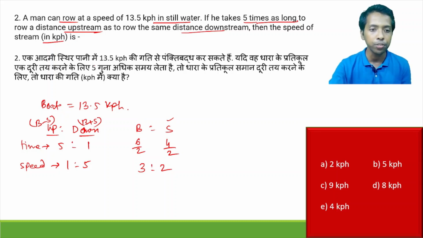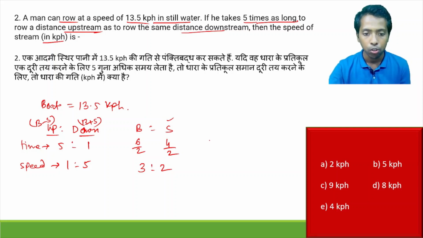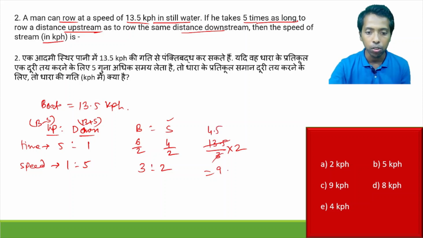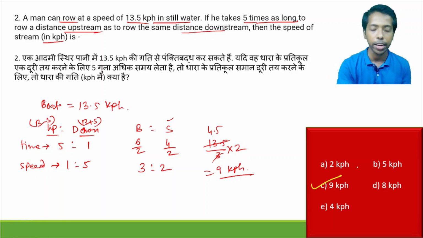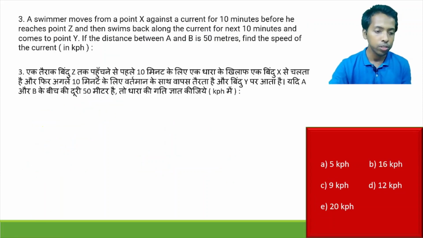Now the speed of stream: this is 13.5 km per hour for the boat. To find the stream speed, just multiply by 2, this is 4.5, so 9 km per hour is the stream speed, right? So option C is the correct one. Moving to the next, question number 3 here for you.